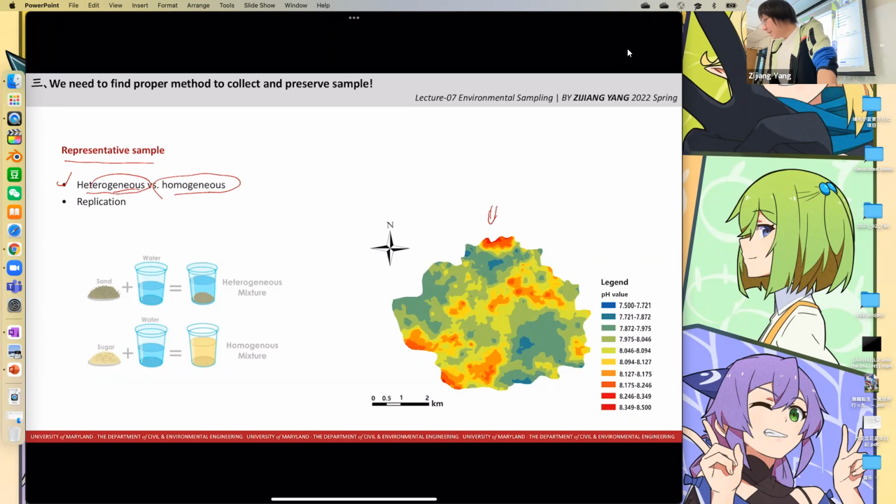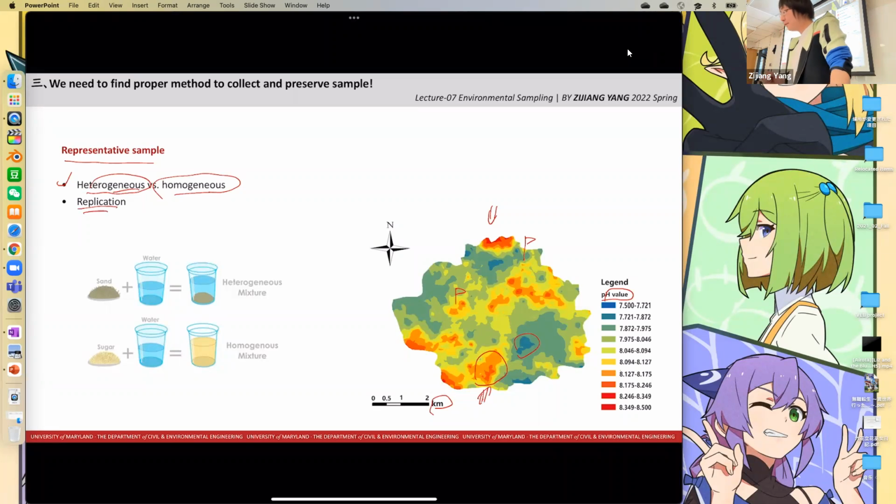For example, this shows the pH value of a site, and here is a scale. We can see that if we want to find some representative samples on this site, then we need a good sampling plan, a plan with a limited number of sampling sites. We want to make sure we sample the site with larger concentration and the site that has the lower concentration, lower pH.